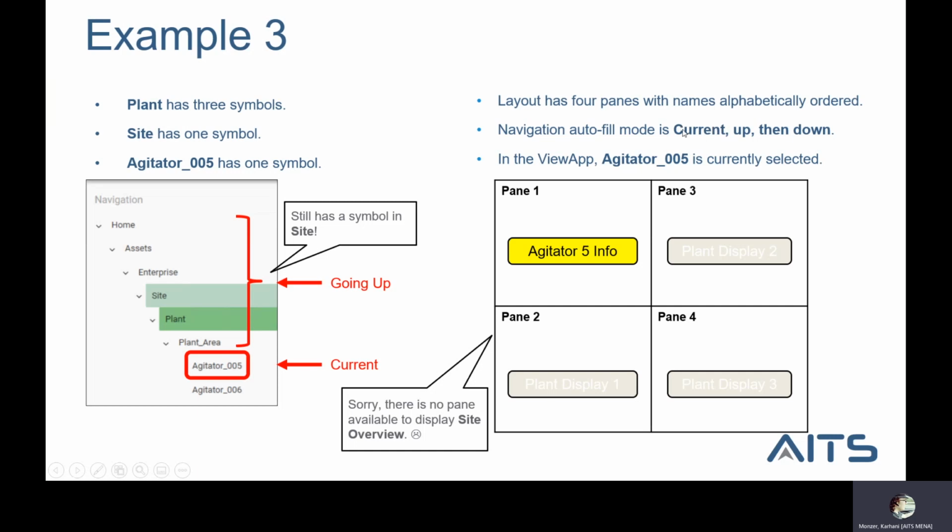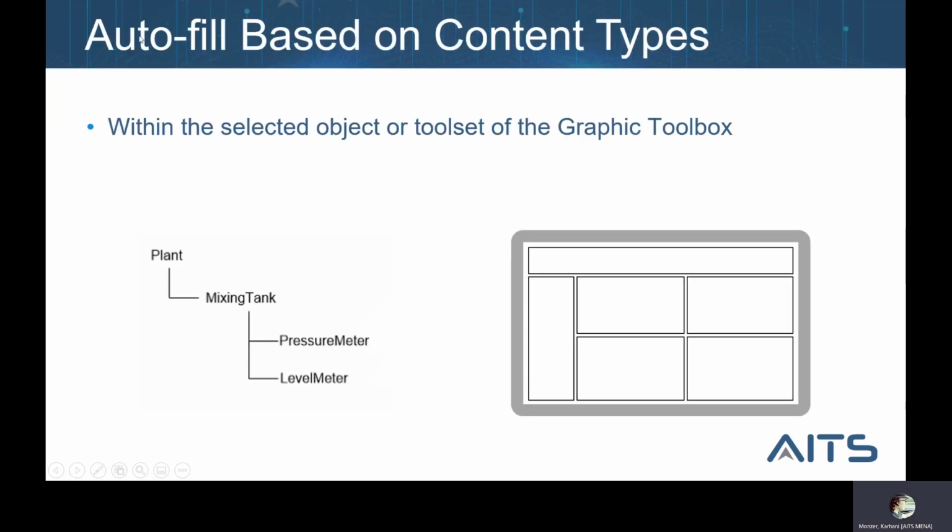Now, depending on your project, you need all of them: only current, only current and up, or current, up, and then down. This is the first type of autofill. There is another thing we have to take care of. This is the content type. The content type is what type I want to show on what pan.